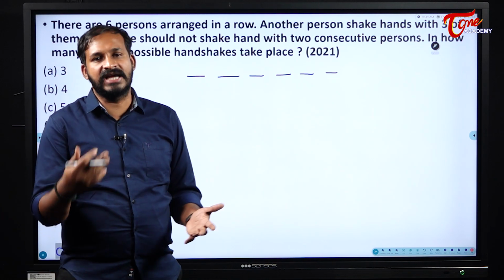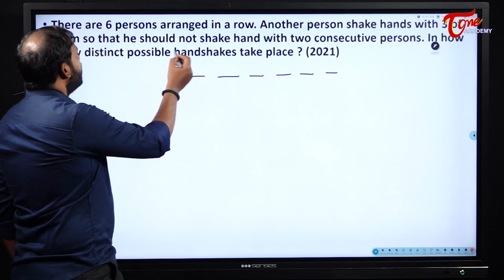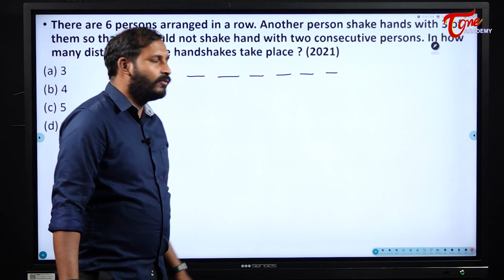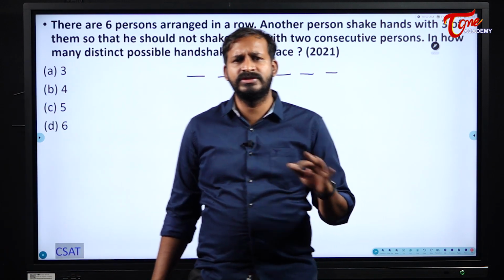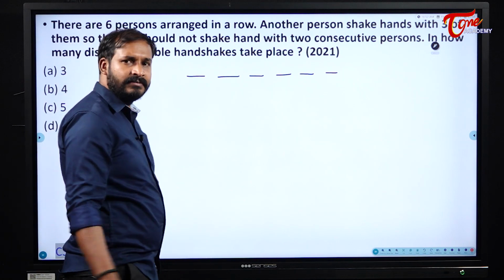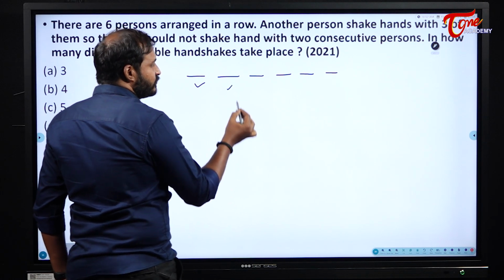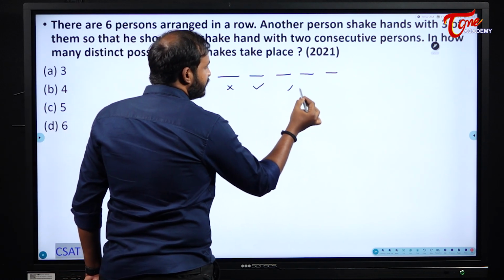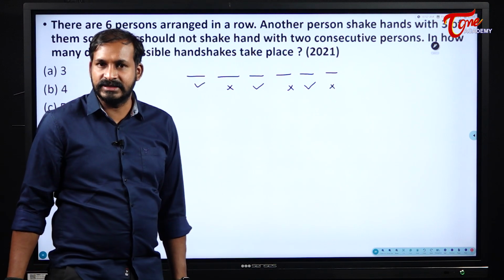We should write the chances for these questions. We don't have any other choice. So, there are 6 persons arranged in a row. In the general process, we cannot solve this problem, so we will use the standard procedure. See here, how can he shake hands with them? Either if he shakes hands with this person, he should not shake hands with him. He should shake hands with him, and at last he can avoid. So total 3 persons are done here.